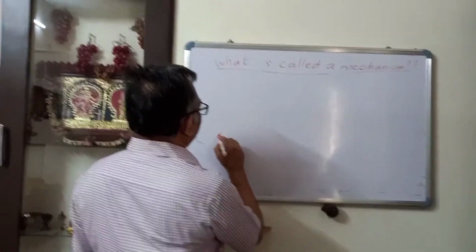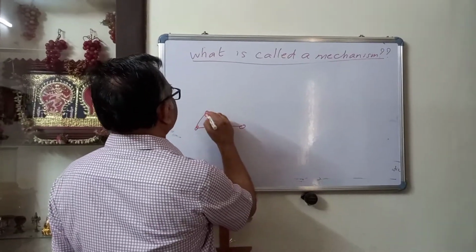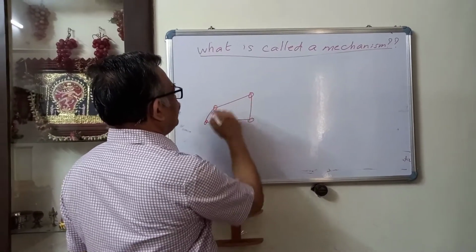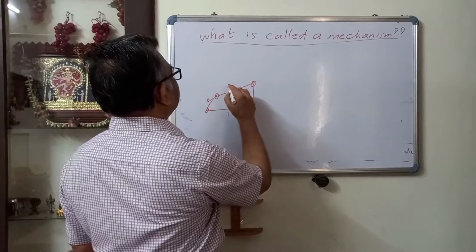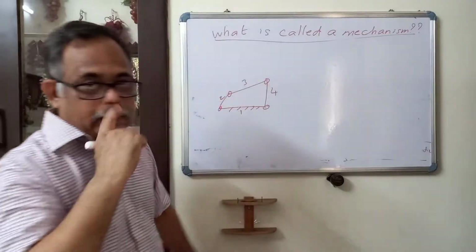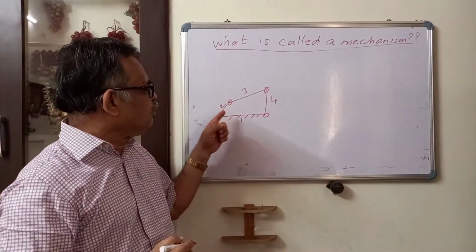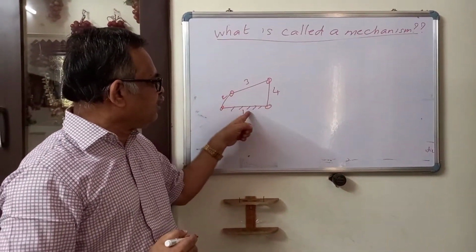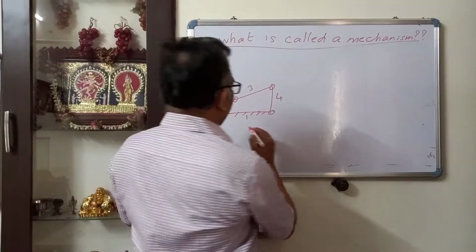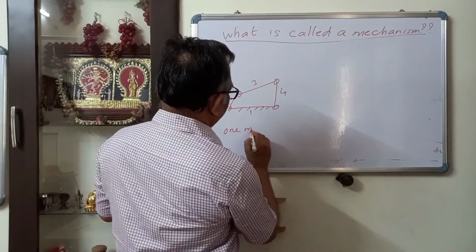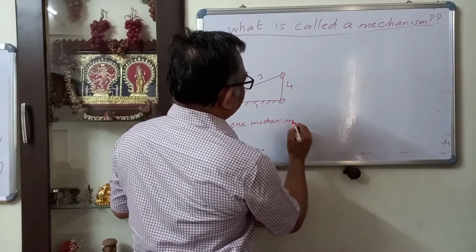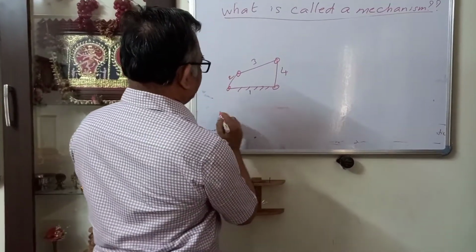So let us assume a simple 4-bar chain like this, with 4 turning pairs and 4 links. This is link 1, link 2, link 3, link 4. This is the fixed link. By fixing this link, one mechanism can be formed. This is one mechanism, or you call it mechanism 1.